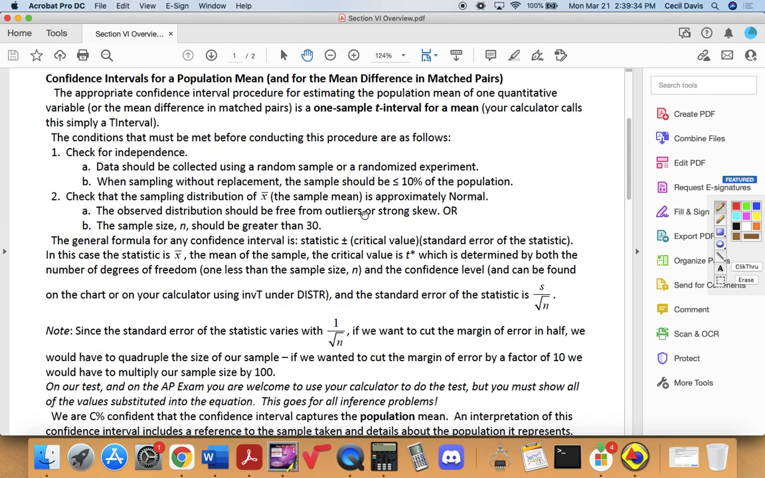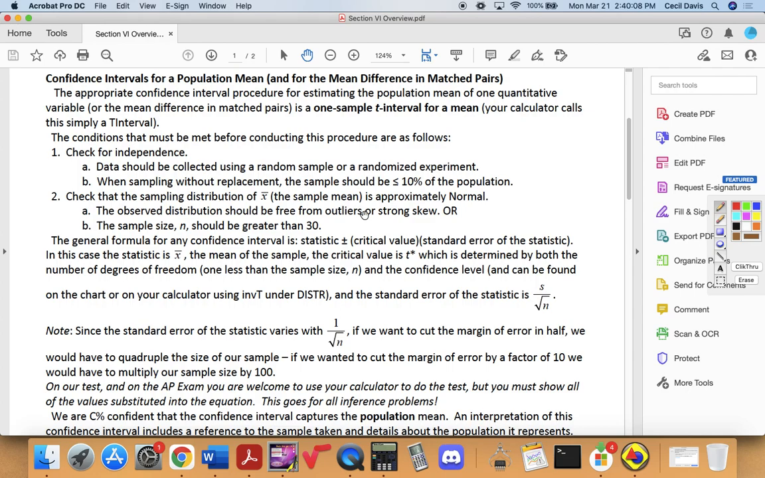So here's the whole deal about how to make confidence intervals for a population mean. I took most of the material for this out of the College Board's material on this. In some cases the wording differs slightly, but this is the way College Board says it. The appropriate test is a one sample t interval for a mean. That also includes matched pairs where you're finding the differences. Your calculator just calls this a t interval.